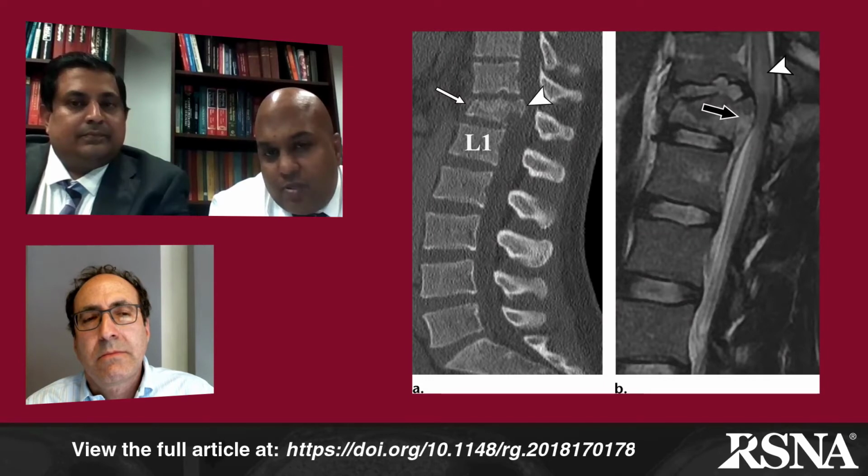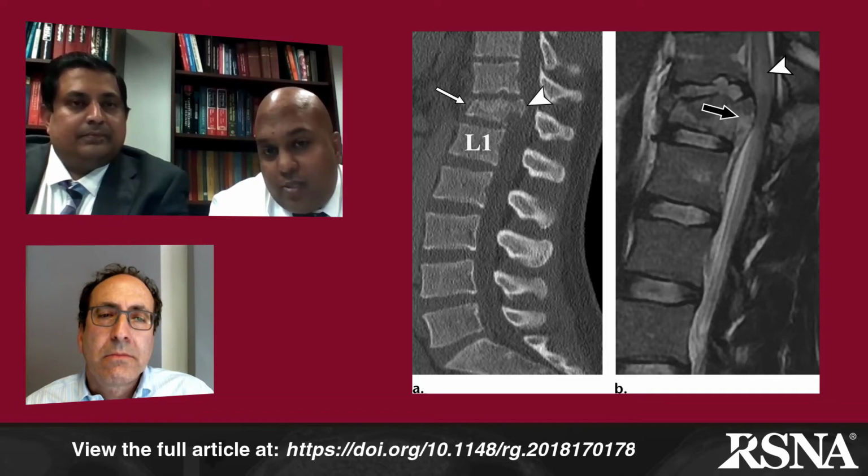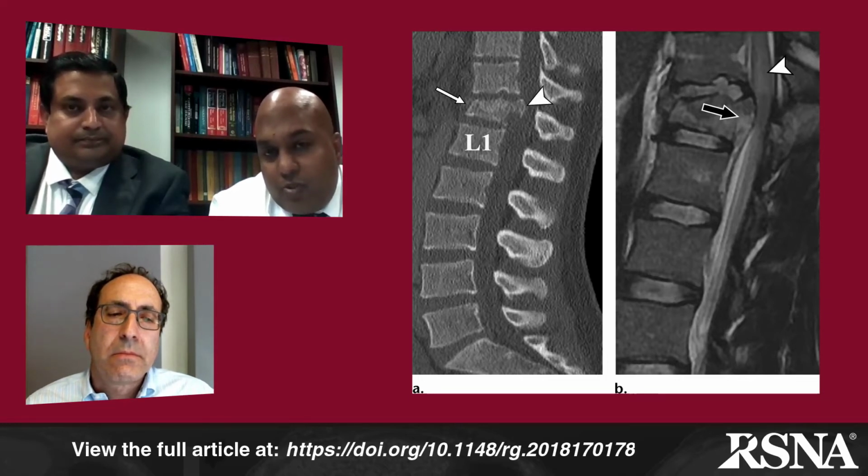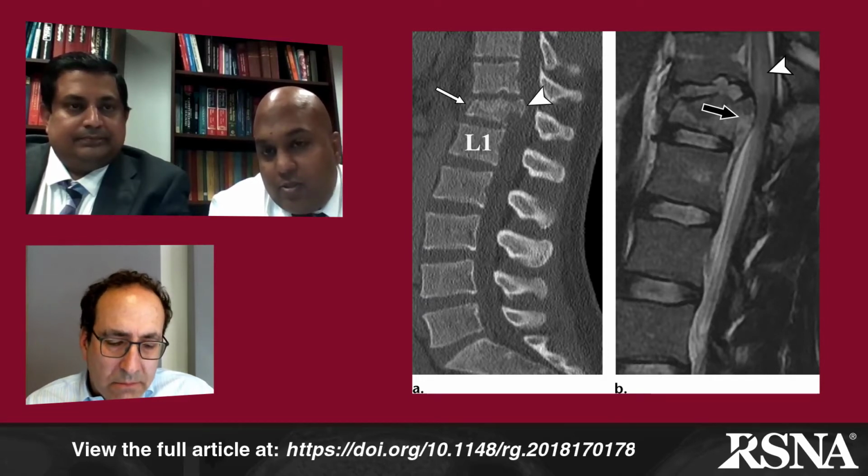Yeah, sure. So the conus medullaris is the distal end of the spinal cord, which usually terminates around T12 or L1. And for that reason, lesions that cause conus medullaris syndrome are usually going to be at one of those two levels typically. So here we have a sagittal CT image and a sagittal T2-weighted MR image. The sagittal CT image demonstrates a burst fracture of the T12 vertebral body, just shown by the arrow. The arrowhead on that image points to bony retropulsion of the posterior cortex of T12 into the spinal canal, resulting in severe spinal canal stenosis.